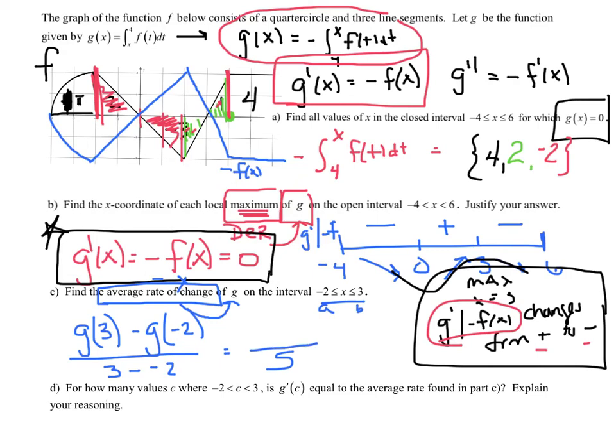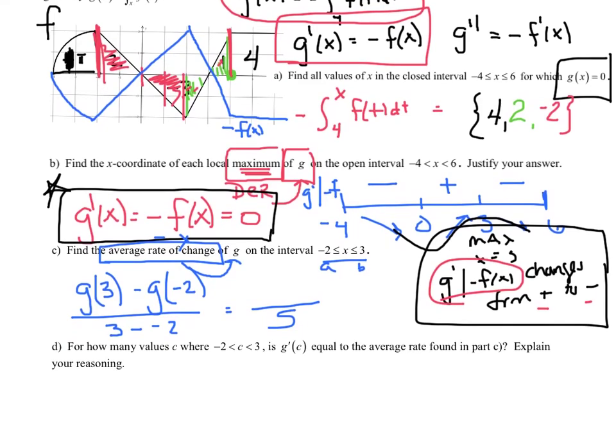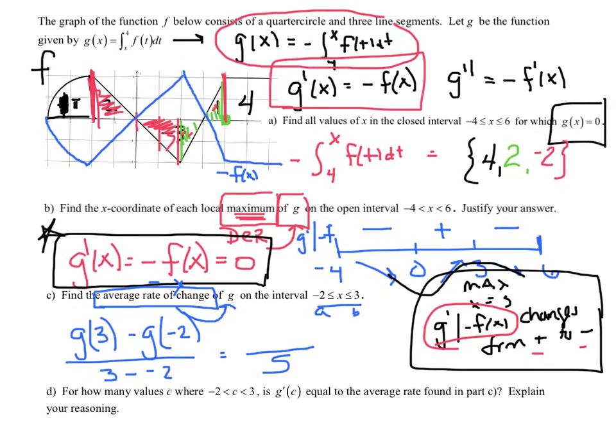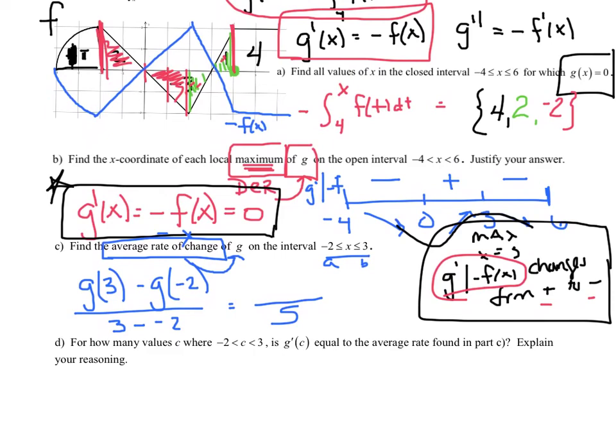G of 3. So you might have to slow down now and go get that value. All right, a little side work here. And I am running out of room. G of 3. I'm just going to plug 3 into my g equation. And that g was the negative integral from 4 to x. So negative integral from 4 to 3. And I'm also going to need the negative integral from 4 to -2. Okay.